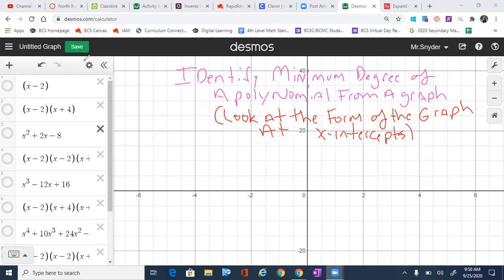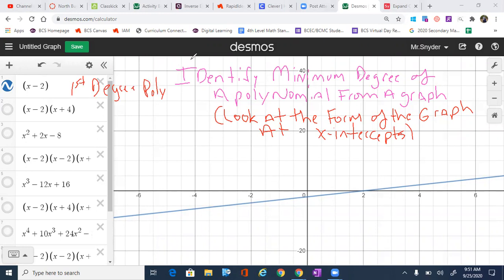All right, so first thing I'm going to do is turn on a linear graph. This is a degree 1, a first degree polynomial. You will notice that all it is doing is crossing the x-axis one time, and you're going to notice the formation goes through in a straight line.